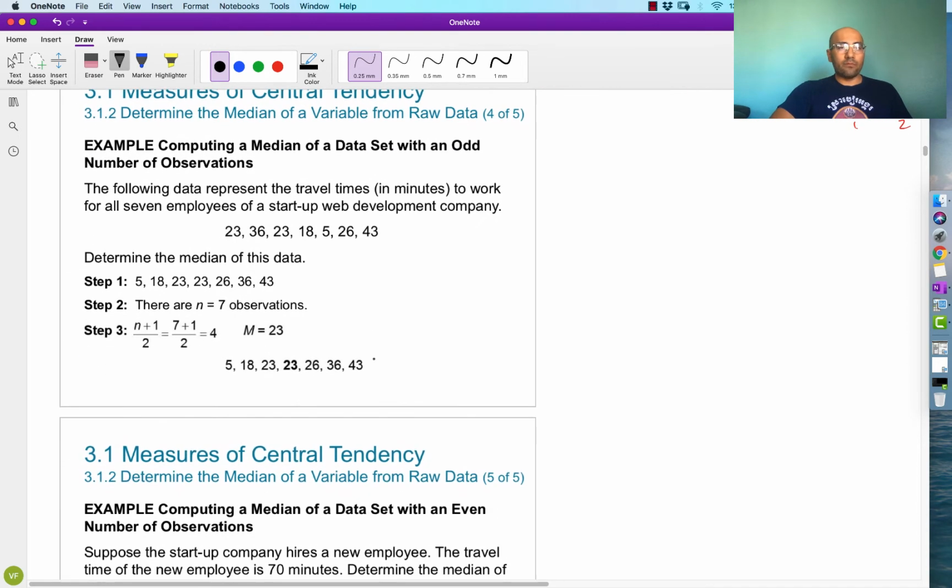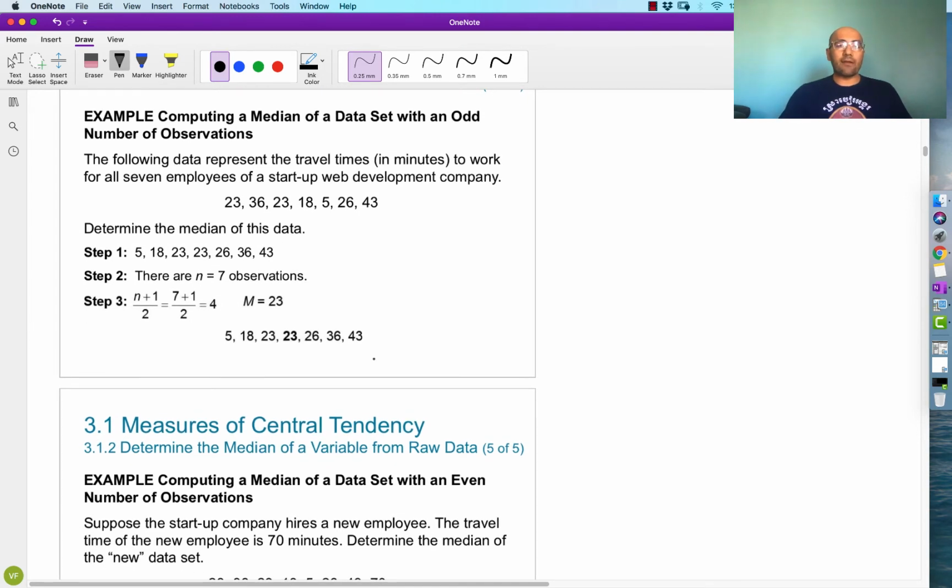Let's go back to this example. The following data represents the travel times in minutes to work from all 7 employees of a startup web development company. So we already worked with these numbers. Somebody took 23 minutes to get to work. Somebody took 36. Another person also took 23, 18, 5. So there are 7 observations. That's an odd number. If there's an odd number, that means there's a perfect value right in the middle. So we first have to put it in order from smallest to largest. 1, 2, 3, 4, 5, 6, 7. From smallest to largest. 23 was repeated, so we copy it again.